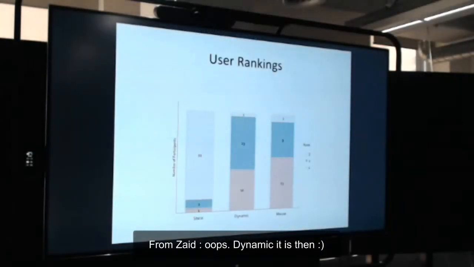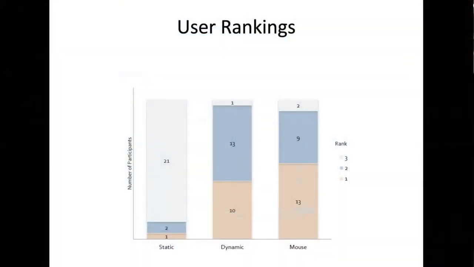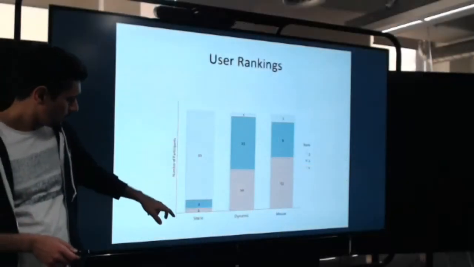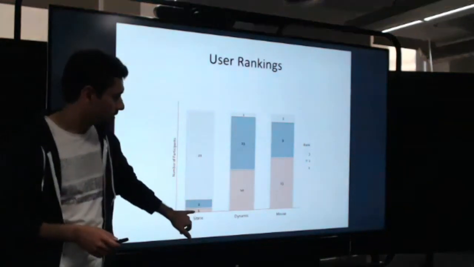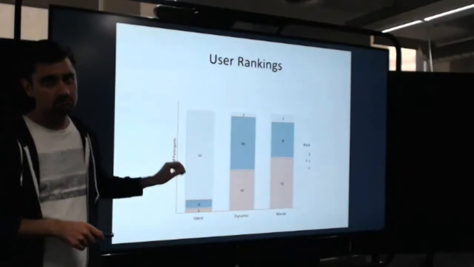But we also asked users to rank these three options from 1 to 3, 1 being the best, 3 being the worst. So static coloring, clearly very bad. 21 out of 24 people ranked it the worst. 2 people ranked it the second. There was 1 person who ranked it the best. So depends on the user. But overall, failure.